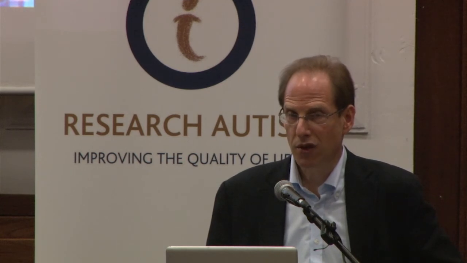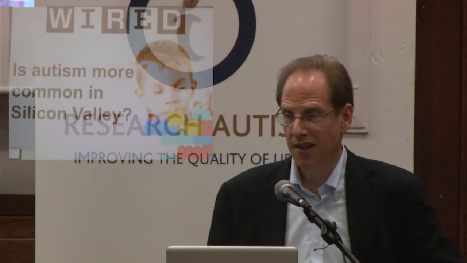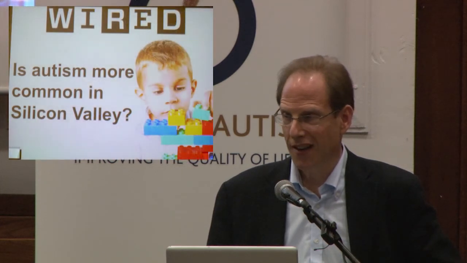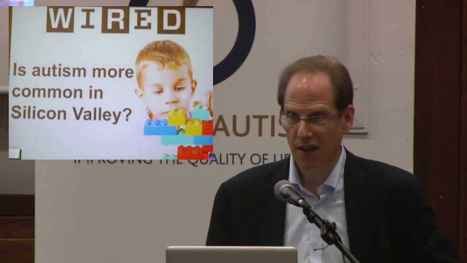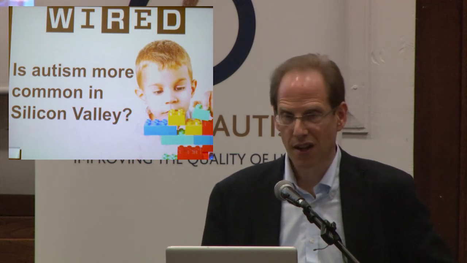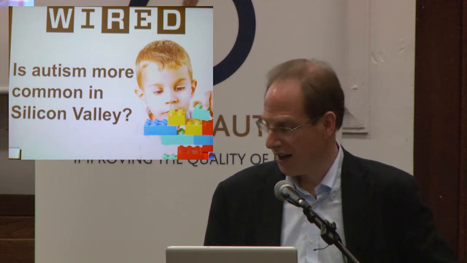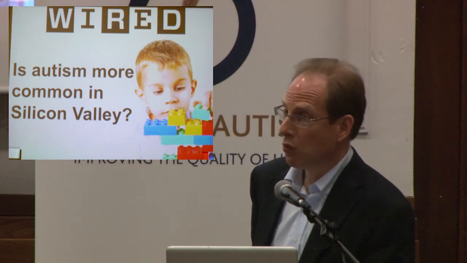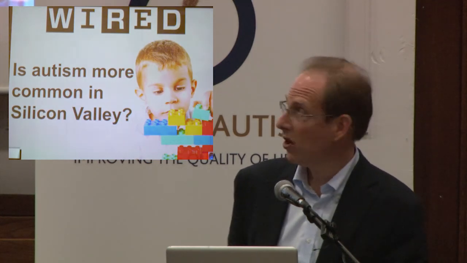This led us to test a particular prediction, which is that maybe you should expect the rate of autism to be higher in places like Silicon Valley, where there are parents who are working there because they are talented at understanding systems, whether it's computer systems or IT particularly. And this was an idea floated in Wired magazine back in 2001.